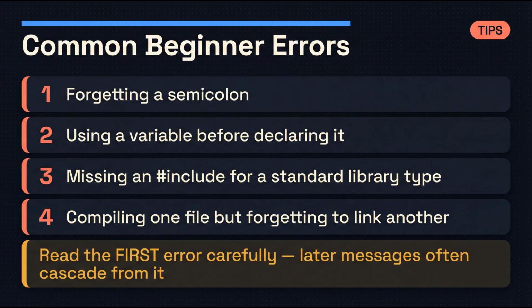If you use std::string, you must include the string header. If you use std::vector, include vector. Number 4. Compiling one file but forgetting to link another. If add is defined in math.cpp, you must compile and pass math.cpp to the linker. Here's the most important tip. Read the first error carefully. Later messages often cascade from the first one. One missing semicolon can produce 20 compiler errors. Always fix the first error, recompile, and reread.